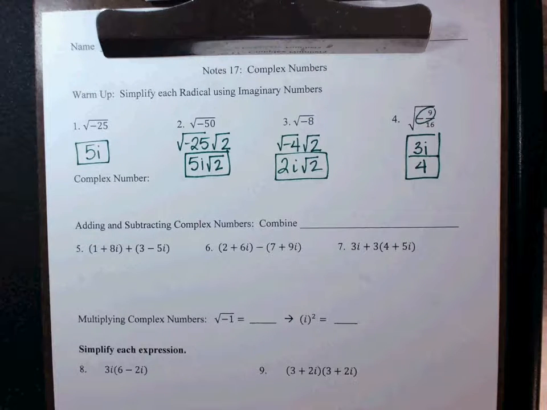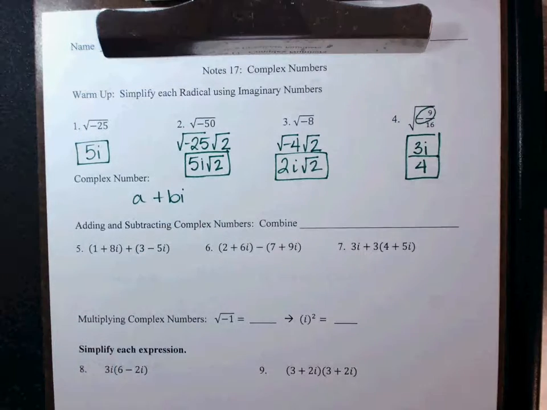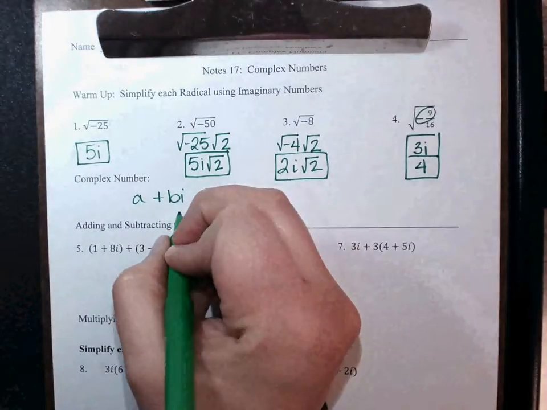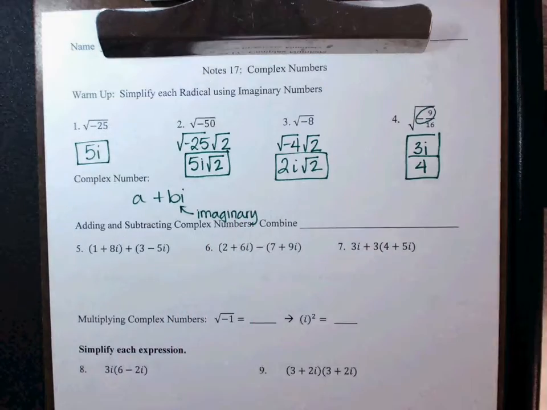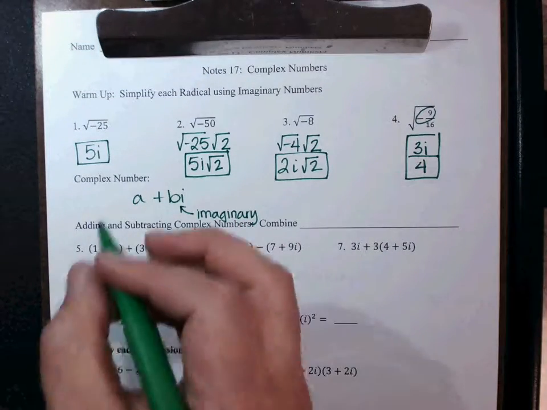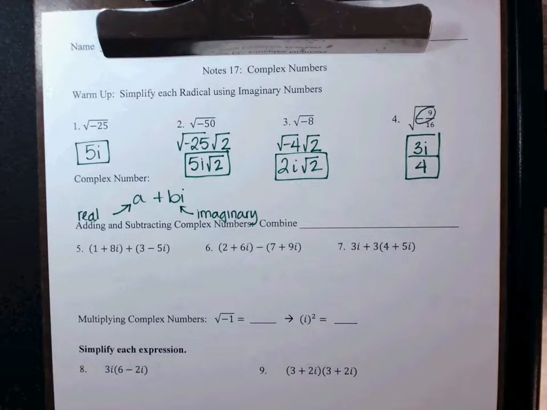Okay, so we are going to talk now about complex numbers. Complex numbers are a plus bi. What makes a number complex is that you're going to have an imaginary part, because it has an i in it, and you're going to have a real part that does not have an i in it. The standard form would be that you put the real part first and the imaginary part second, but that really doesn't matter that much. It is only complex if it has both of those pieces.